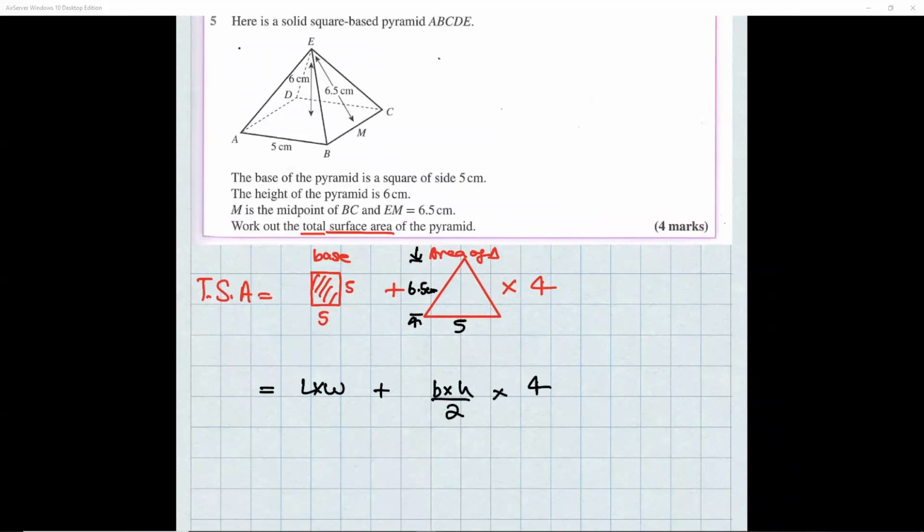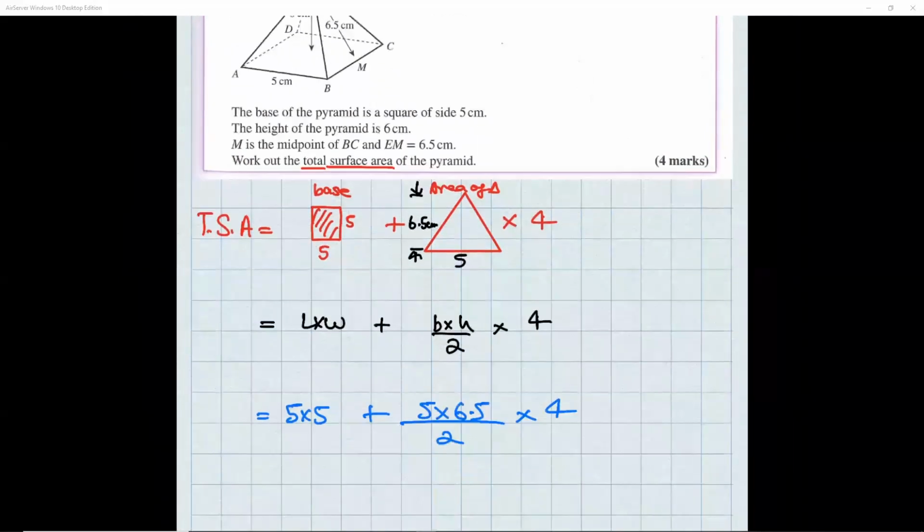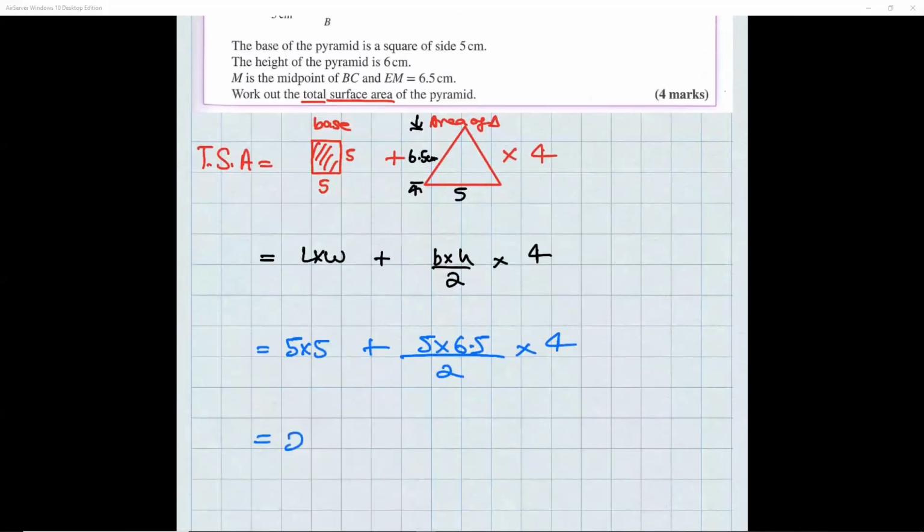Now let's put some numbers in there. What's the length and the width of the base? 5 centimeters. So 5 times 5. And the base and the height of the triangle? 6.5 times 5 divided by 2. Yeah, in any order, doesn't matter. Lovely. So that'll give you 25. And that will give you 10 times by 6.5, that's 65. And what's the answer to that? 90.